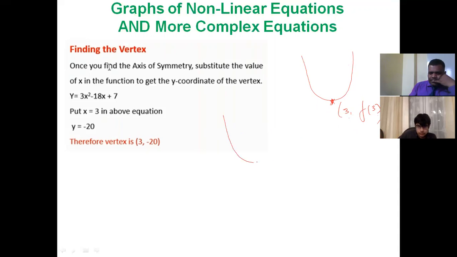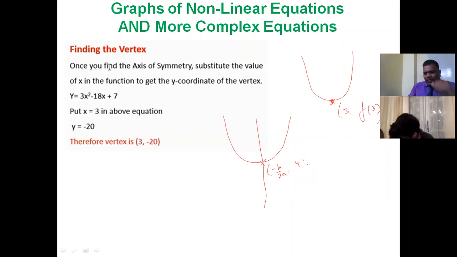So let me summarize this. Once you get this one point, the general formula is minus b by 2a, and you can use this formula also, 4ac minus b square by 4a. That is very much possible. But even without using this, if you know this point 3, just put 3 in the function, so minus 20. So we got the vertex 3 comma minus 20.